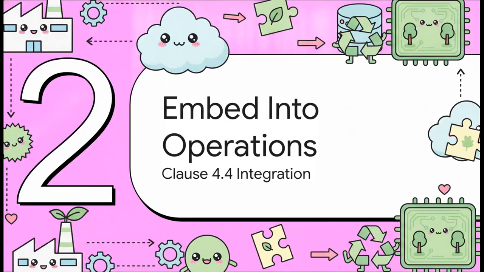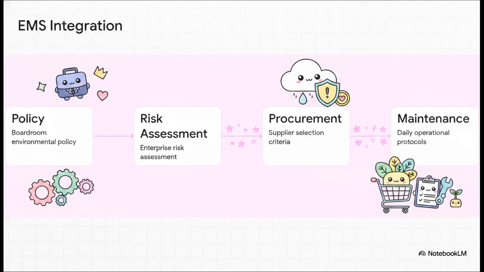All right, moving right along to Section 2, embedding EMS into operations. This relates directly to Clause 4.4, which is all about ensuring the system is actually implemented and truly integrated. It's really like a funnel effect. A successful environmental system cannot be kept isolated in an administrative silo. What we need to see is a high-level boardroom policy that cascades seamlessly down into enterprise risk assessments, shapes procurement criteria, and eventually lands right on the clipboard of a technician as a daily maintenance protocol. The environmental responsibilities have to be distributed across all business functions.